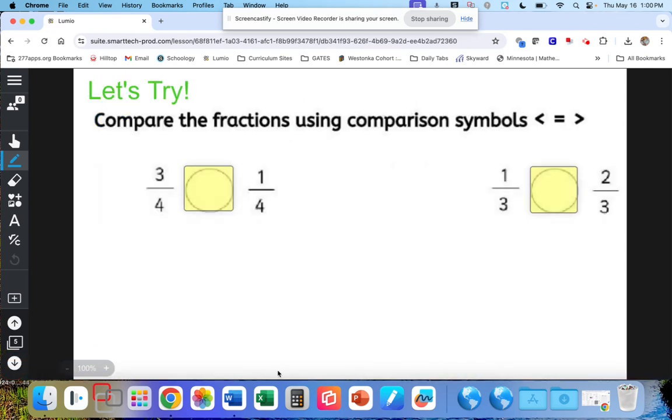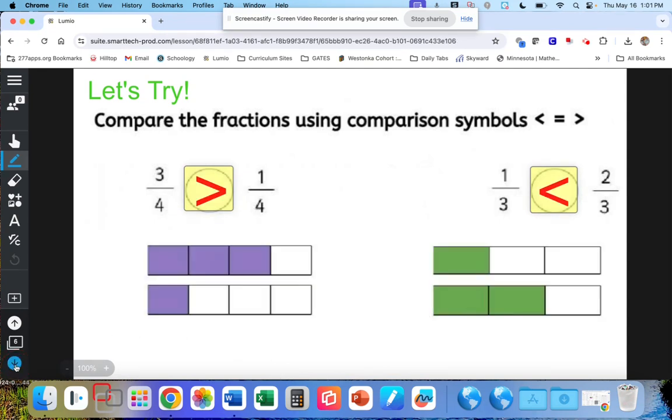We're going to try a few. Let's compare these fractions using the symbols less than, equal, or greater than. You may pause the video and give it a try. Resume when you want to check your answers. Welcome back. We should have noticed that the 3 and the 1 are different, but the 4s on the bottom are the same for the first problem.